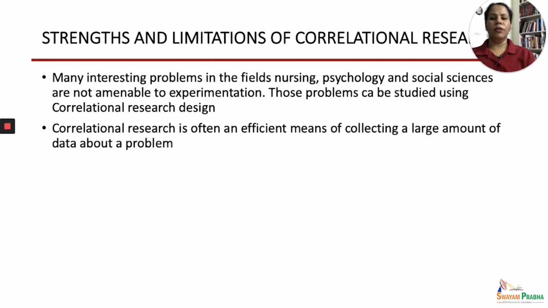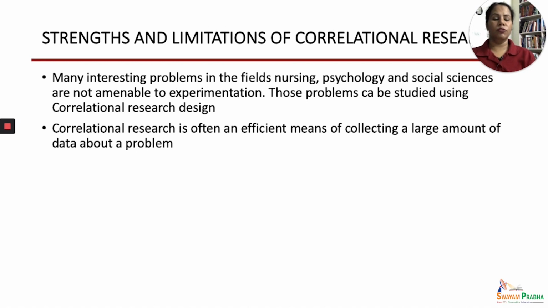Second strength is correlational research is often an efficient means of collecting a large amount of data about a problem, because here we are collecting the data in the natural setting. As the phenomena are naturally occurring, we collect the data, and mostly we collect the data at one point in time. So at a time we can collect the data from many subjects. So it is an efficient means of collecting a large amount of data about a problem.